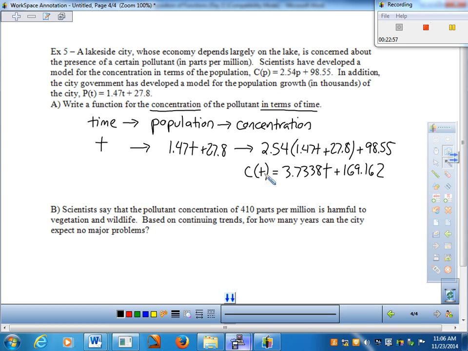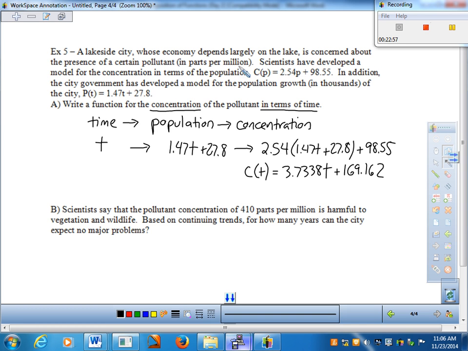Awesome. What do you say we go ahead and solve algebraically here, one last piece, and then we'll wrap it on up. So scientists say that a pollutant concentration of 410 parts per million, and that's what it was in, parts per million, is harmful to vegetation and wildlife based on continuing trends. For how many years can the city expect no major problems?